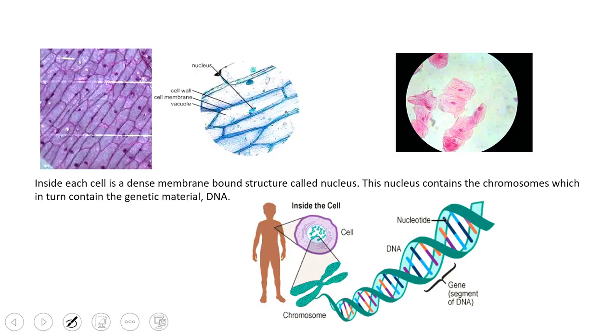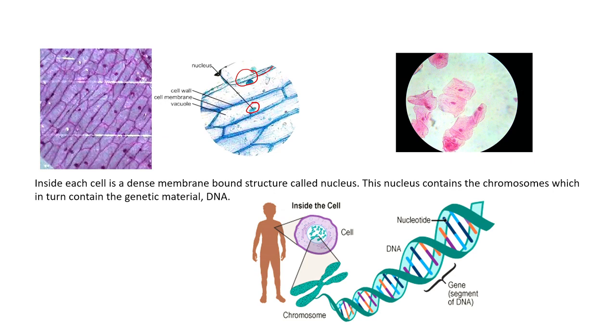In class 7th and 8th, maybe you have seen onion cells and cheek cells under the microscope. In the onion cell you may have seen the cell membrane and cell wall, and in each cell there is one circular component which is called the nucleus.